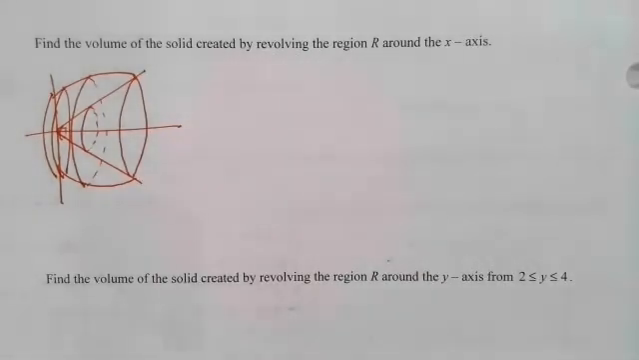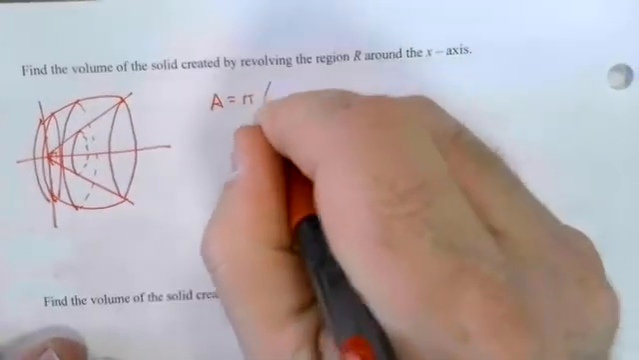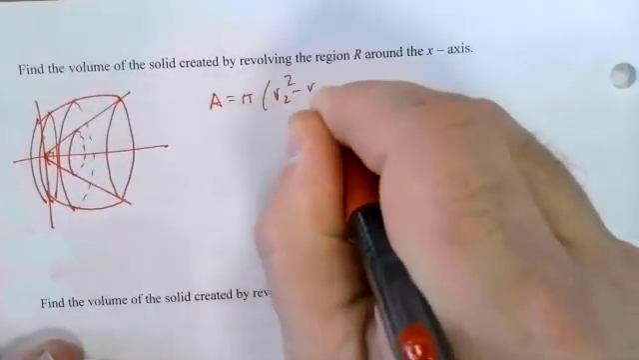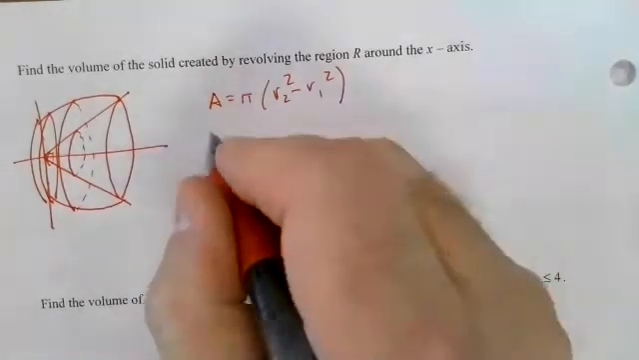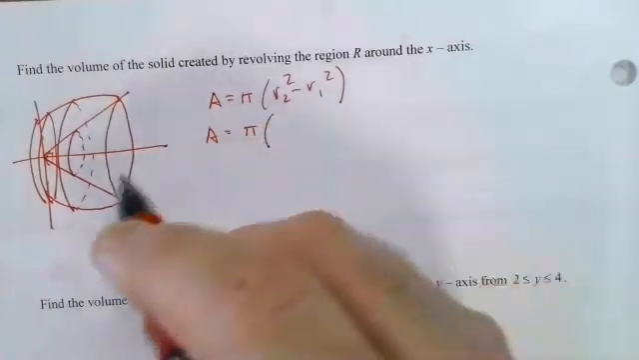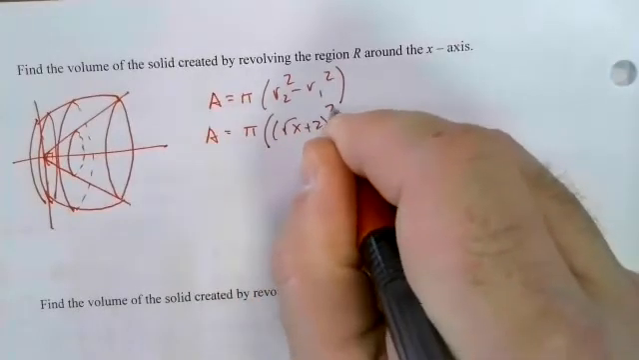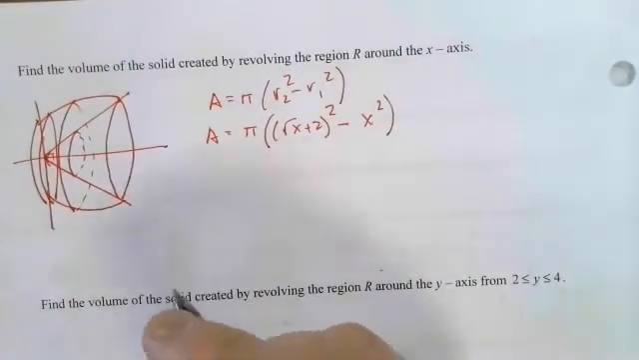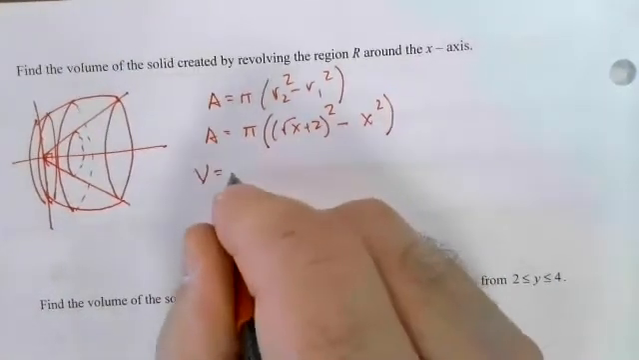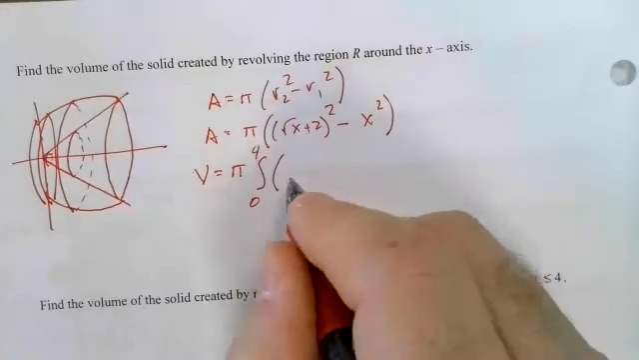Okay. So all I know for a washer is that the area is pi times the outer washer minus the inner washer, everything squared. All right. Let's plug them in. The outer washer is g of x, so that is root x plus 2, squared, minus the inner washer, which is just x squared. To find the volume, we integrate. Notice I throw the pi out front because it gets in the way. This mess.